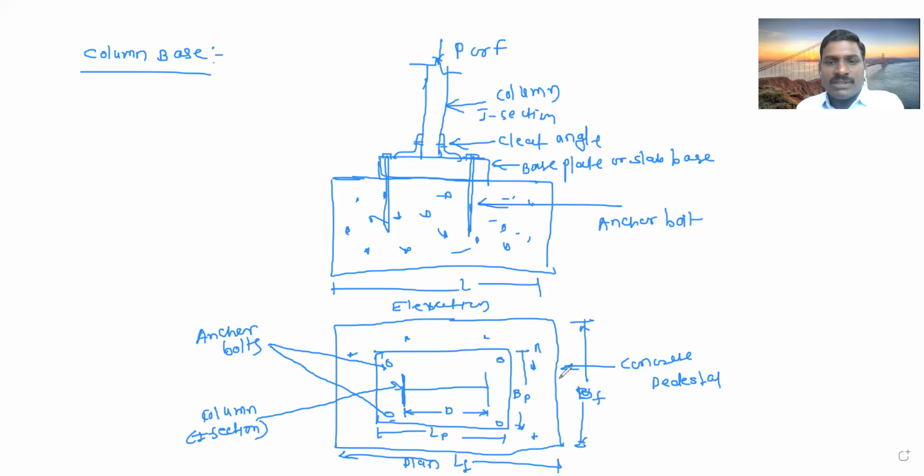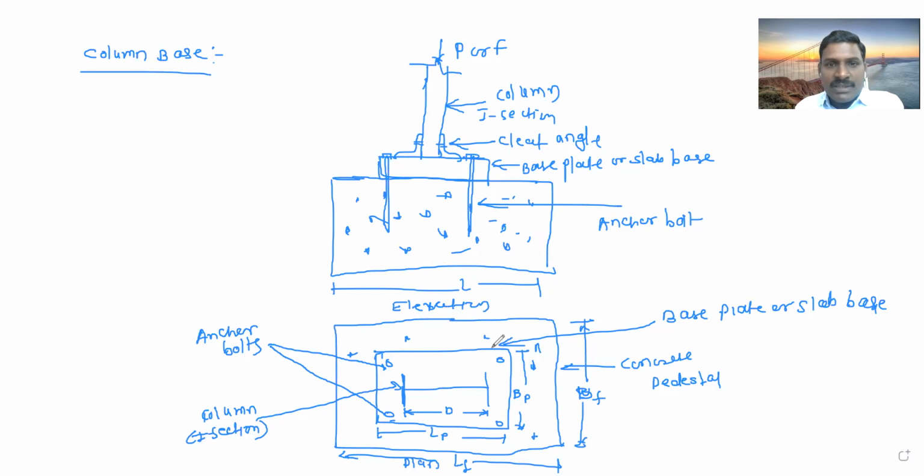Have you seen the same element from both sketches? In both sketches, I have shown the concrete pedestal in plan and in elevation also. Then this plate, the base plate. This base plate I have not given a name. This is the base plate, or we call it a slab base. Have you seen this plate in both sketches, in elevation and plan also?